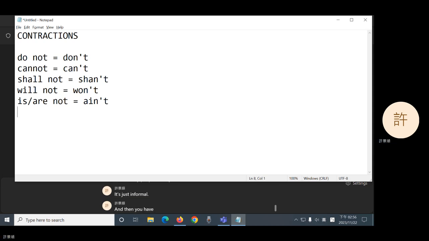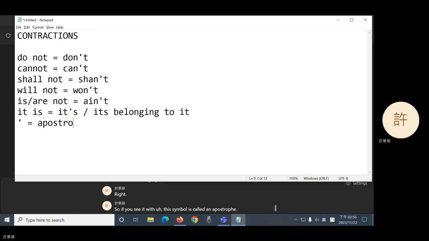And then you have this one. This is it is. And you should remember that it's different from its. Its means belonging to it. Right, so if you see it with this symbol, which is called an apostrophe, this is it is. If you see its without an apostrophe, this is belonging to it.